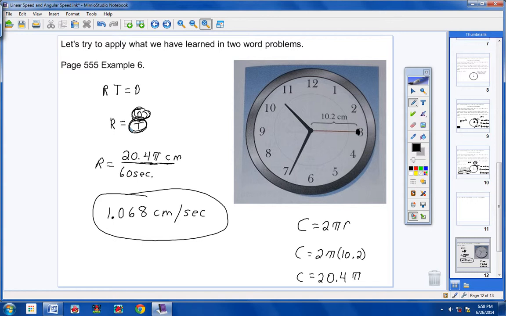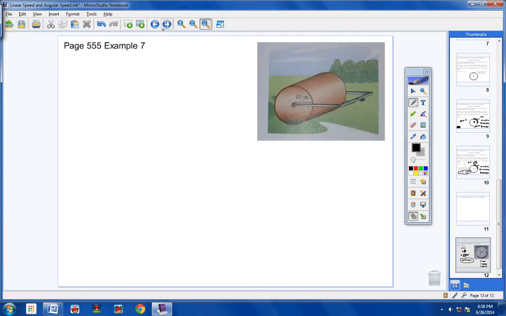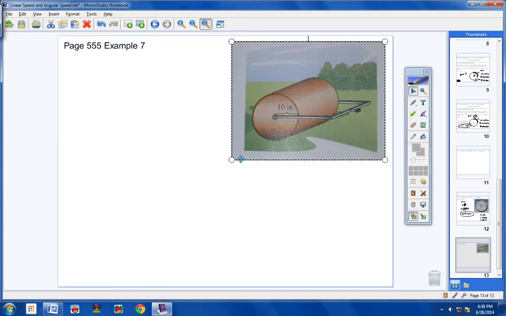All right, let's take a look at one more word problem. And then you'll have some problems to work in your homework, okay? All right, here we go. Page 555, example number 7. Now, first of all, the problem reads as follows. A lawn roller with a 10-inch radius makes 1.2 revolutions per second. Okay, part A, find the angular speed in radians per second.